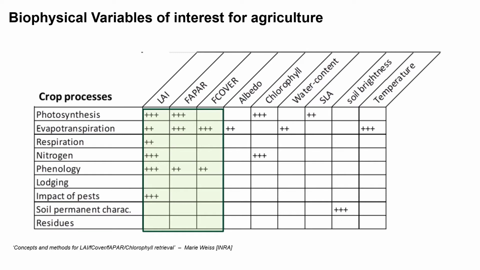In this image, you can see which biophysical variables can be used for monitoring certain features of crops. For instance, for monitoring phenology, as a first choice, you would use leaf area index with 3 pluses. And as secondary measure, you could use also FAPAR and F-cover to complete the information. The same, if you want to see the impact of pests on crops, you would also use leaf area index.